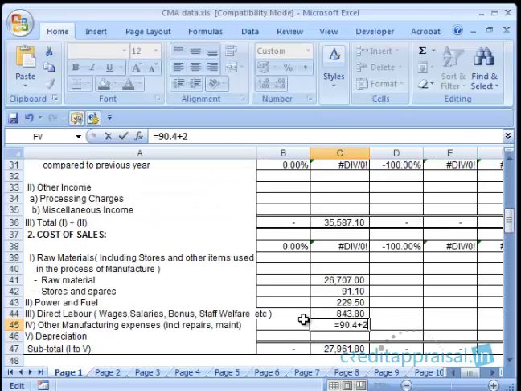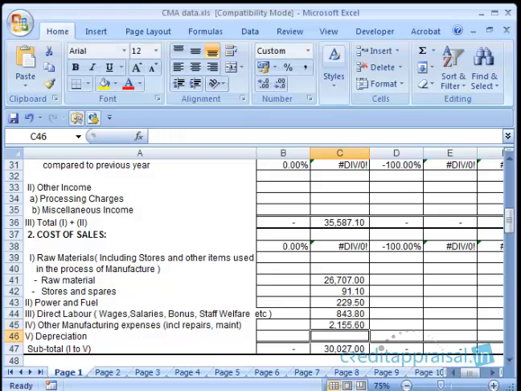So 2065.2. Please note that we already had an entry of 90.4 crores. This is pertaining to machinery repairs and maintenance. In this format, we didn't have a separate row for repairs and maintenance. But if you go to the internal formats used by banks, you'll have a separate row. There we can put 90.4 as repairs and maintenance, and this 2065.2 on the separate row of other manufacturing expenses. Here I am clubbing both these items because we don't have a separate row. So 2155.6 is the total of other manufacturing expenses.